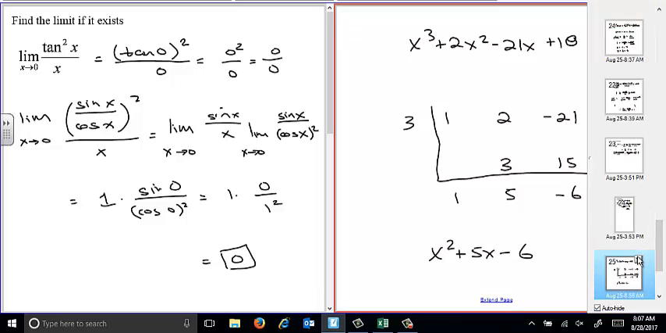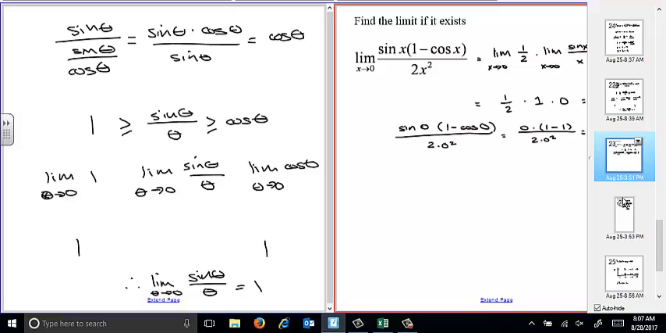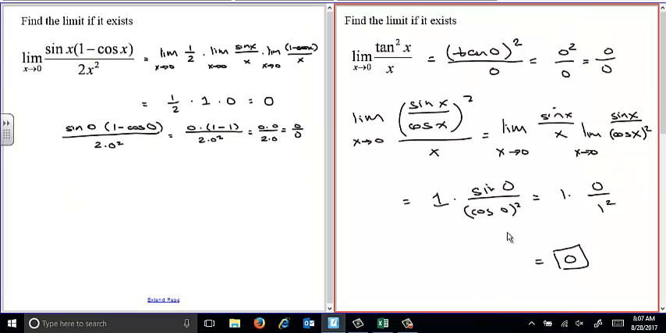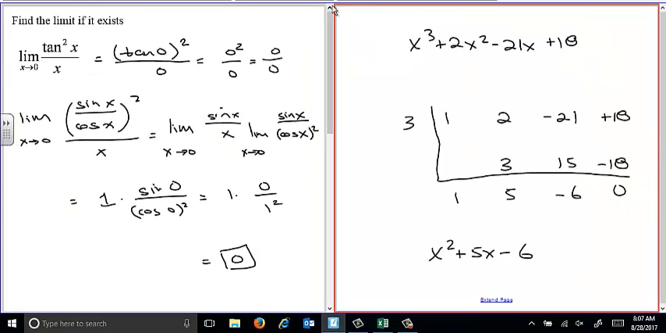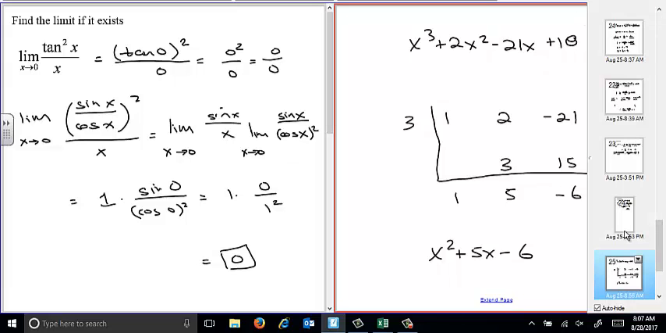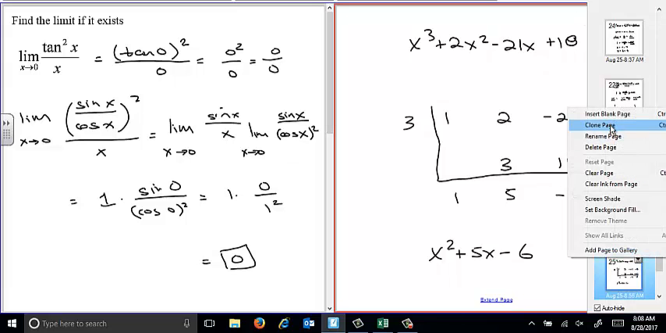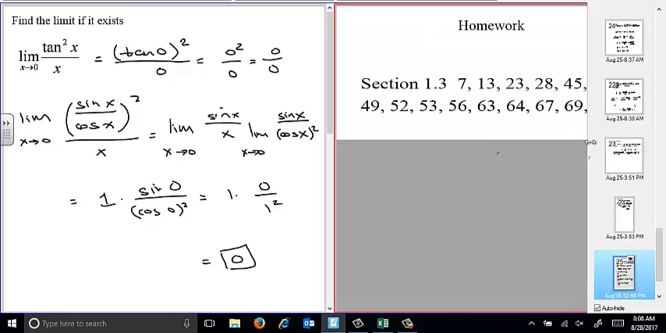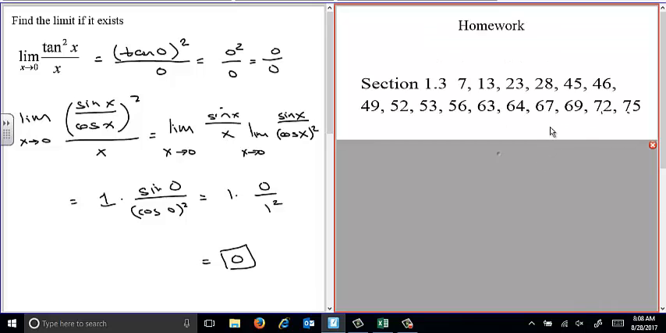Not sure why that's there. I think that was to show you what to do for that one problem. Oh, let's try again here. Delete that page. Oh, okay, so that's it. Okay, so go ahead and continue on your paper.